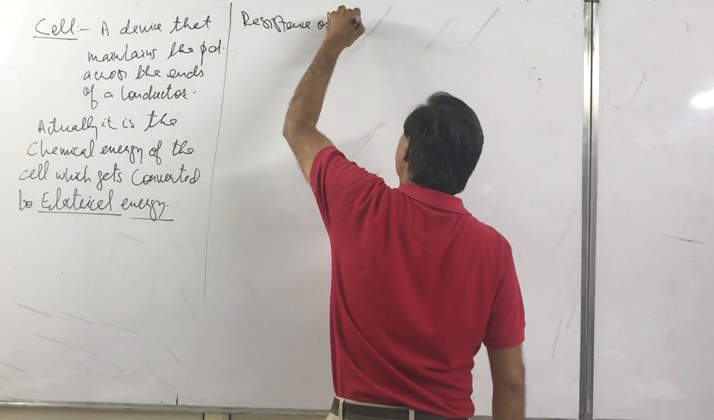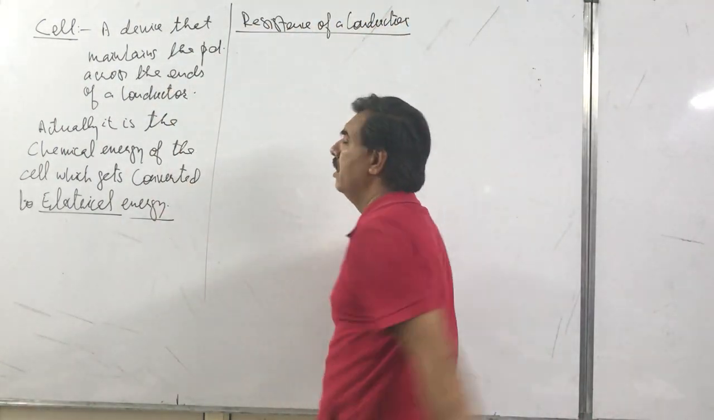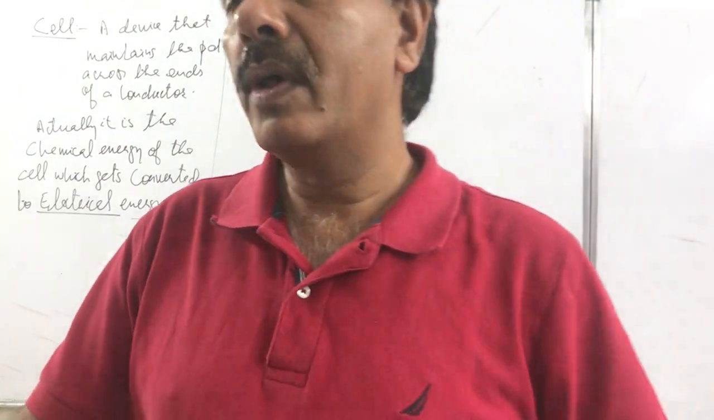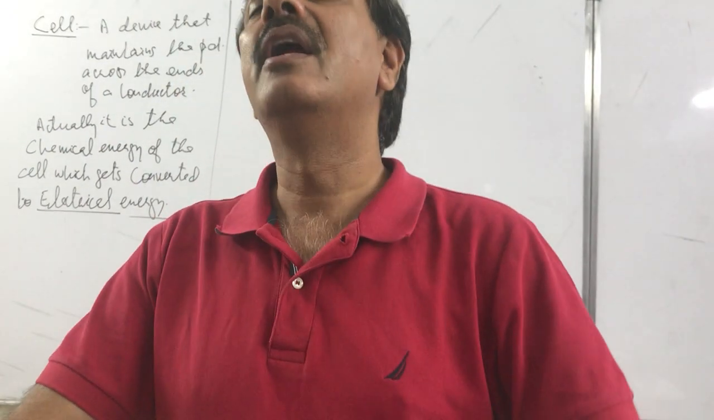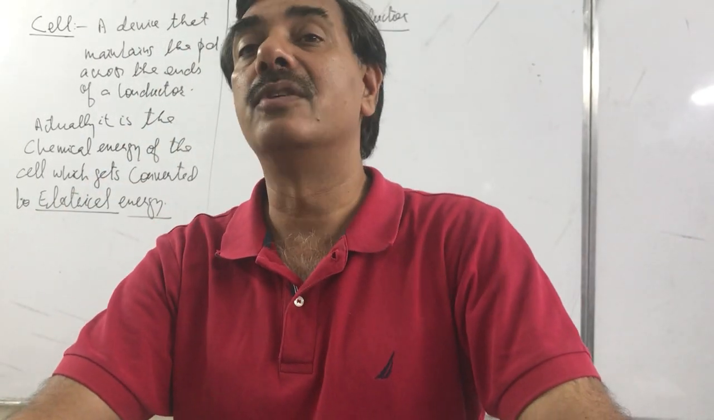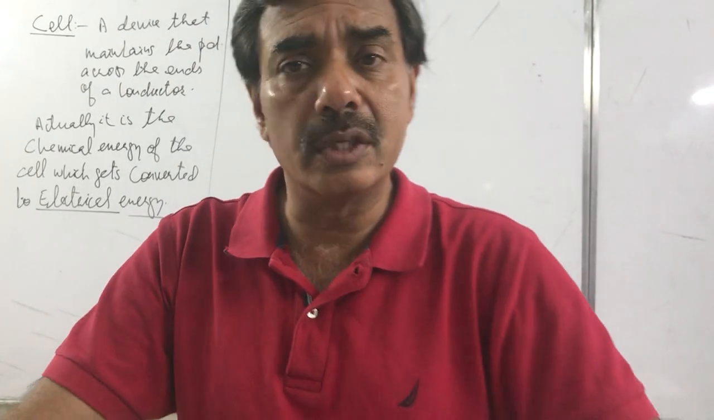Resistance of a conductor. So, the current flows through the conductor and also flows through the electrolyte of the cell. Dilute sulfuric acid. There the charge carriers are ions. So electric current is not only due to flow of electrons, it is due to flow of charges.